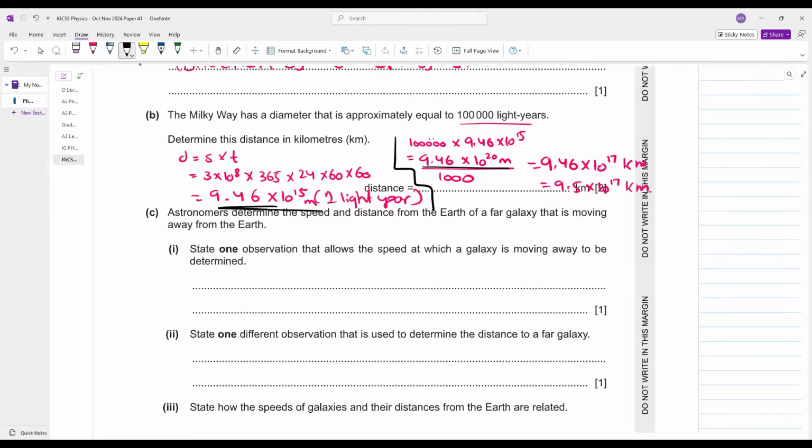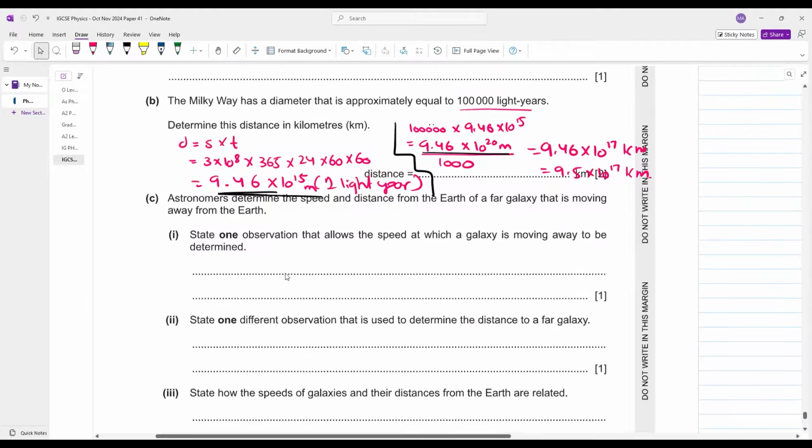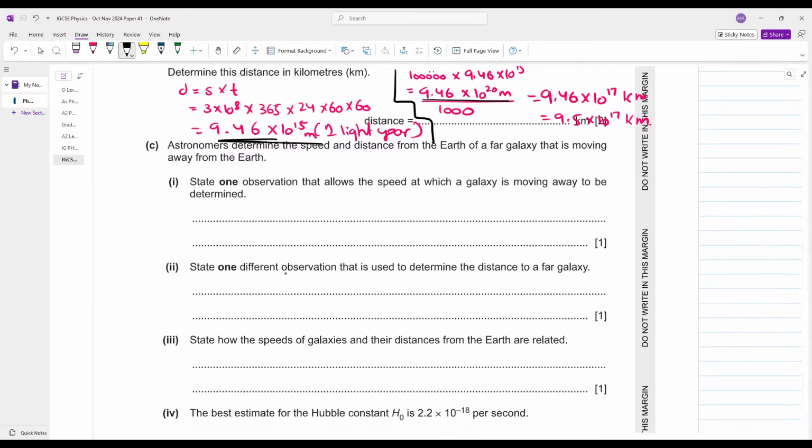Astronomers determined the speed and distance from the Earth of a faraway galaxy that is moving away from Earth. State one observation that allows the speed at which a galaxy is moving away from the Earth to be determined. From which observation can we find the speed of the galaxy? The increase in wavelength and the amount of redshift. We can write the amount of redshift, and also the increase in wavelength. Let's be overly smart. Increase in wavelength. Let's further move ahead.